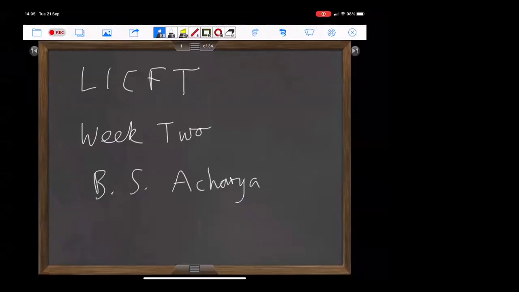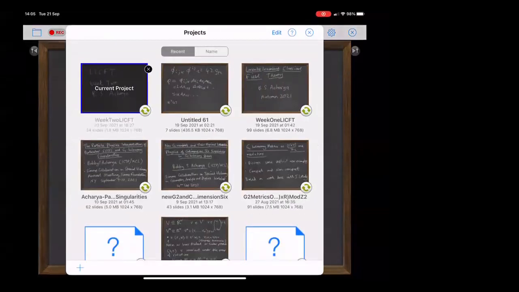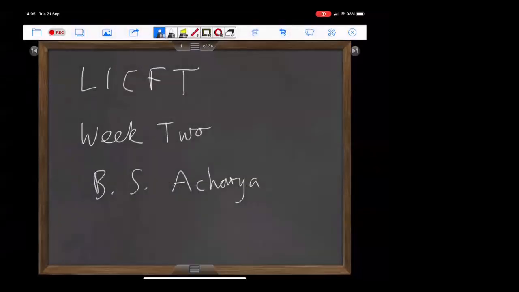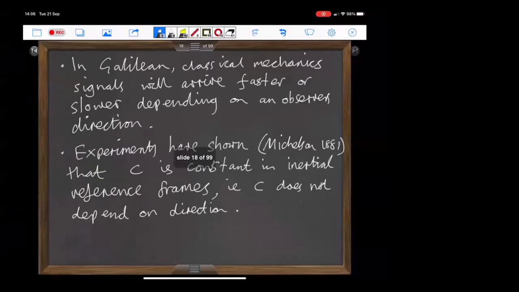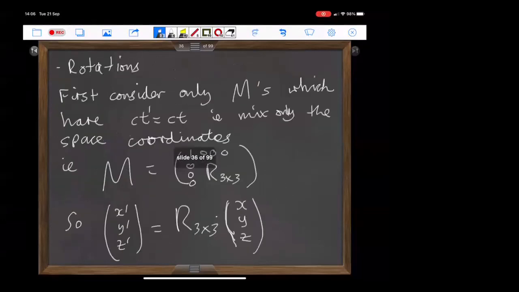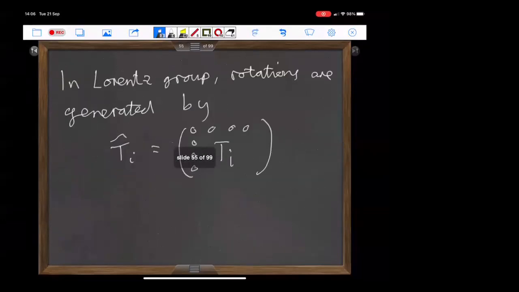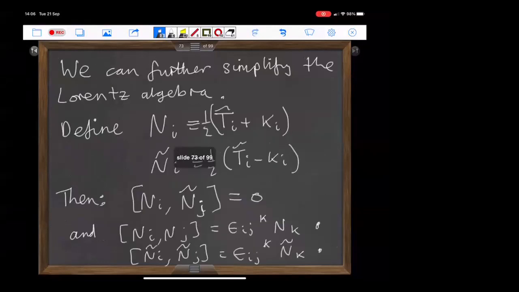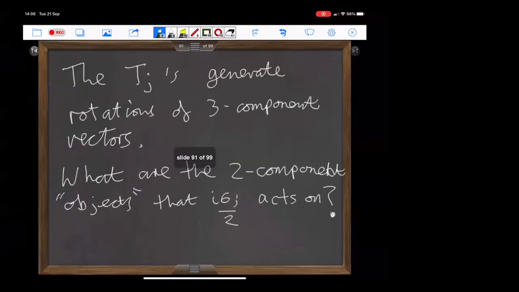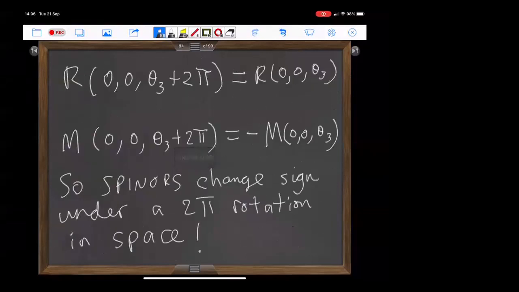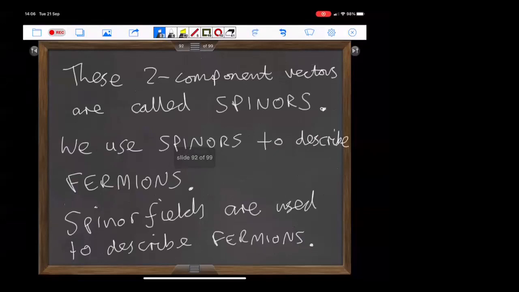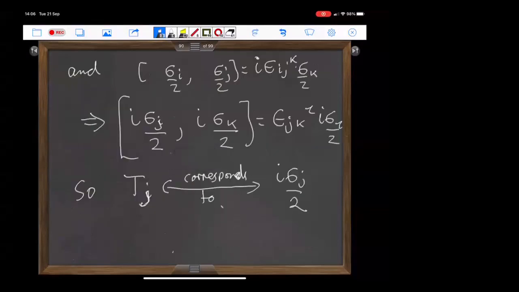Have a brief recap of last time. So we finished with the introduction of spinors and SU2.